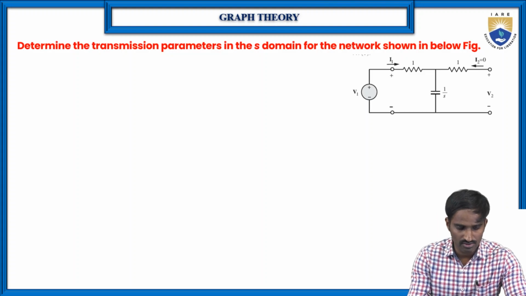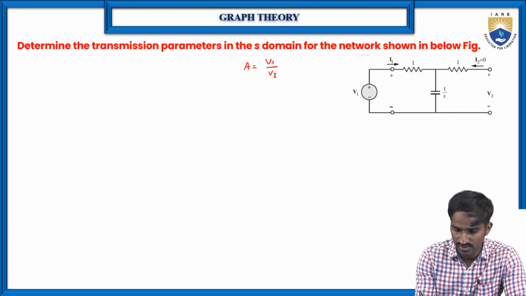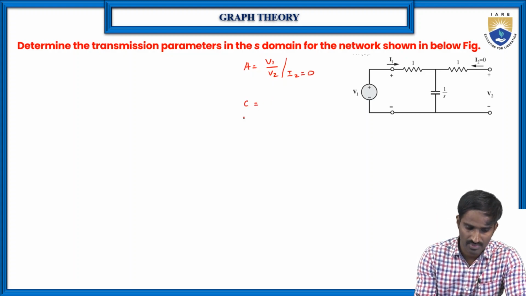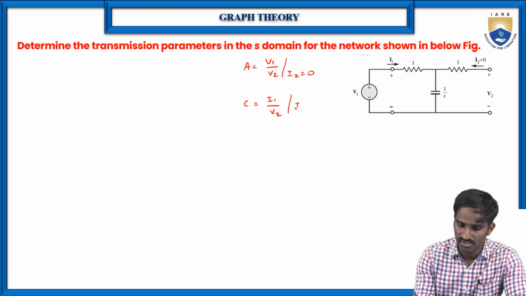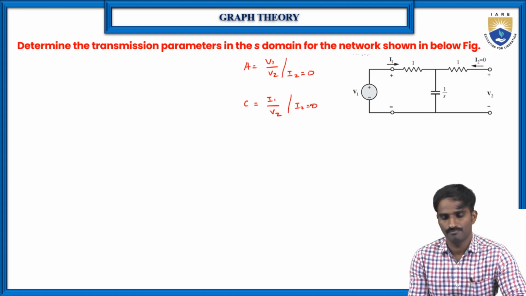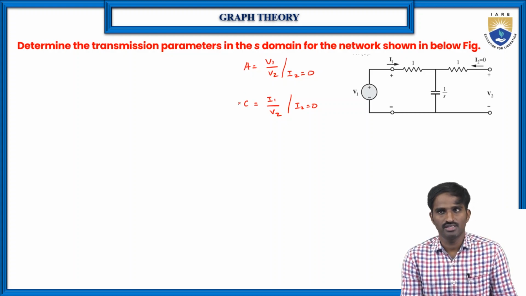So here A is equal to V1 by V2. Here, let me write here. A is equal to V1 by V2 at the output terminal open, so I2 is equal to 0. Similarly, C is equal to I1 by V2, again by making I2 equal to 0, right? So now we need to find A and C, right?